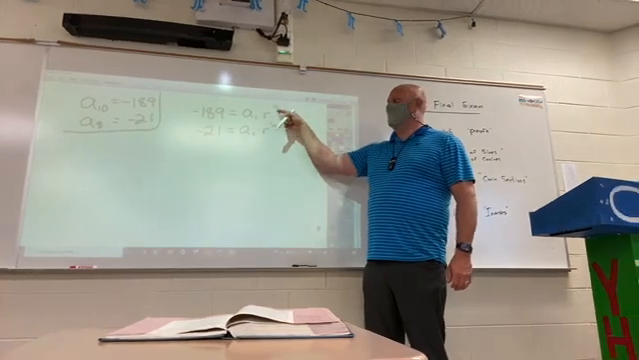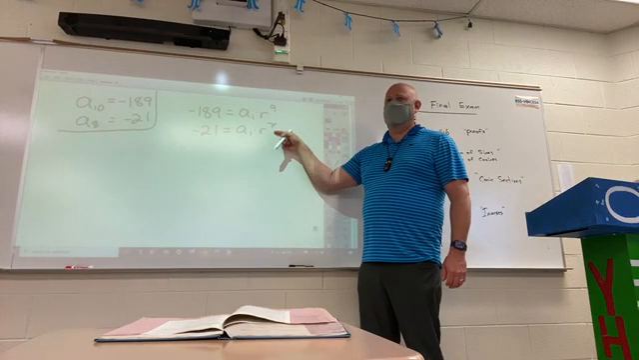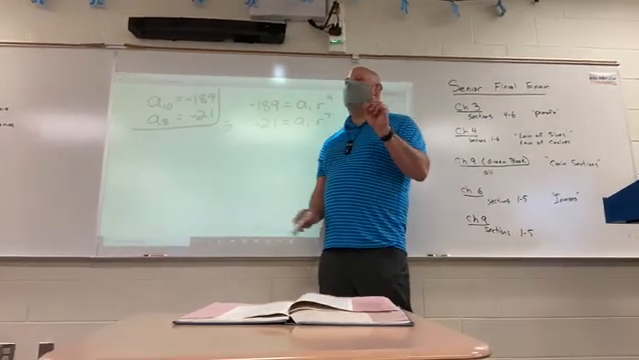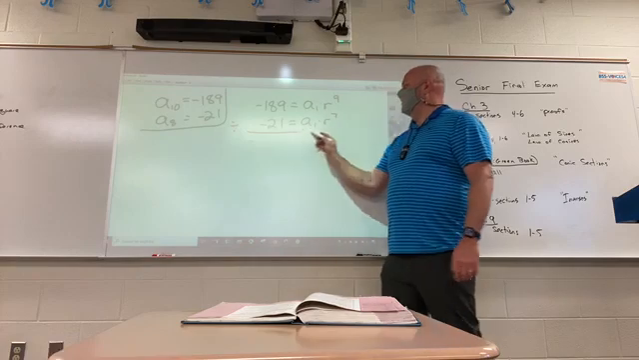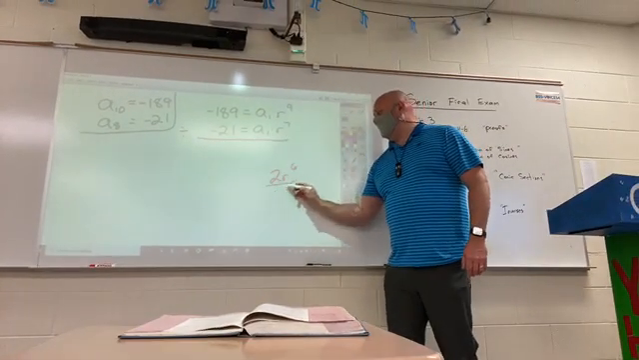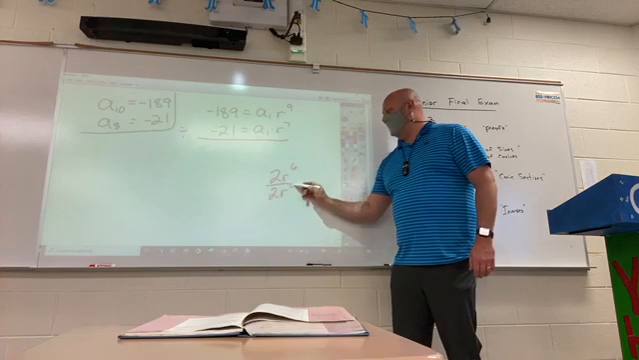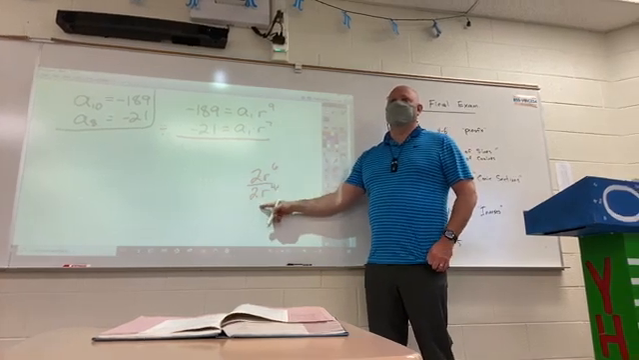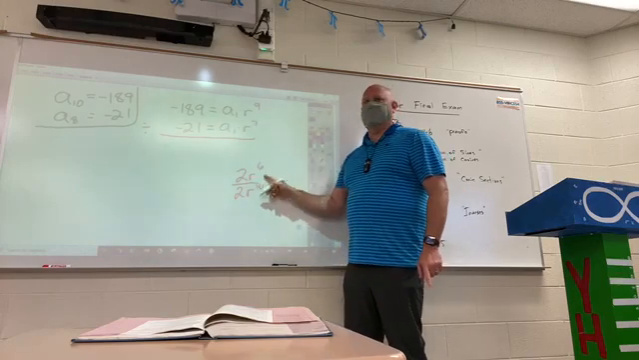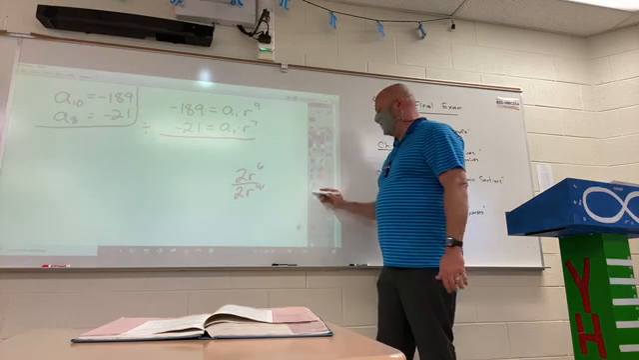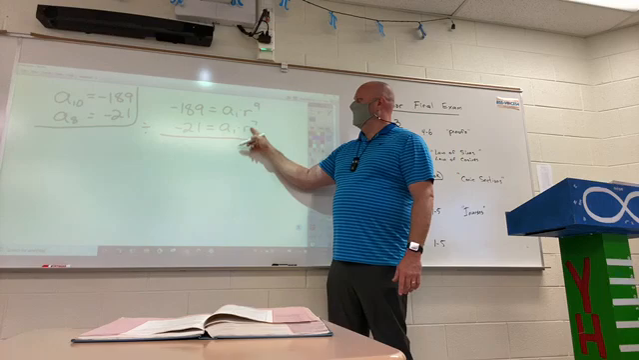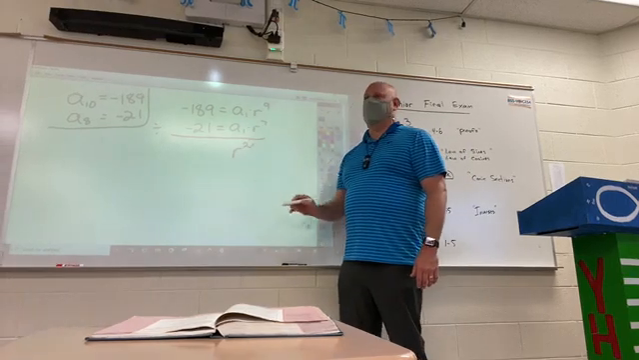Can I subtract these numbers? No. But what I can do is I can divide those. Because when I divide like 2r to the 6th divided by 2r to the 4th, what happens with my 2's? They cancel, so my a sub 1's are going to cancel. And what do I do with my exponents? You just subtract your exponents. So when I divide these, my a sub 1's cancel. I end up with r to the 2nd power.